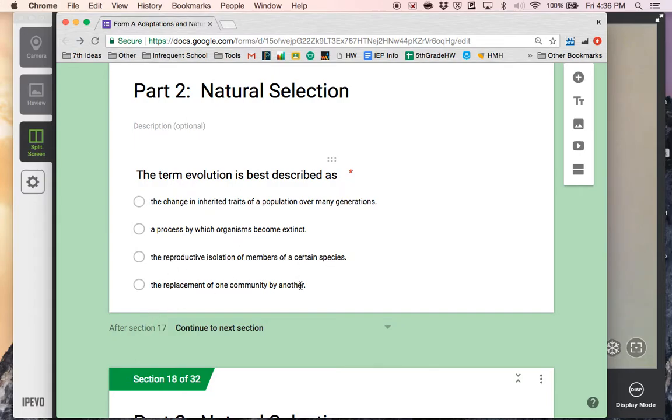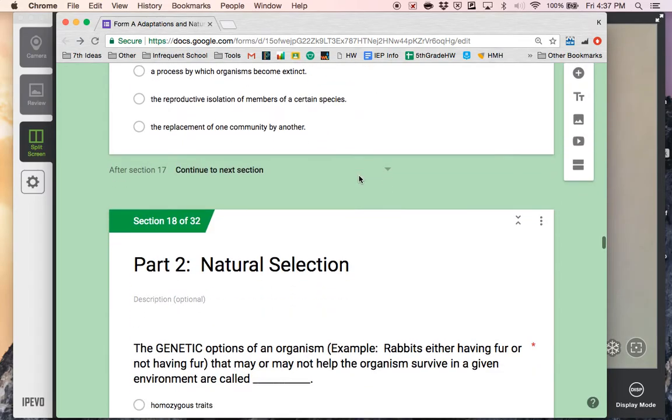Replacement of one community by another. No, it's not really replacement. It's more of changing, which is where we get this first one. Inherited traits of a population over many generations.